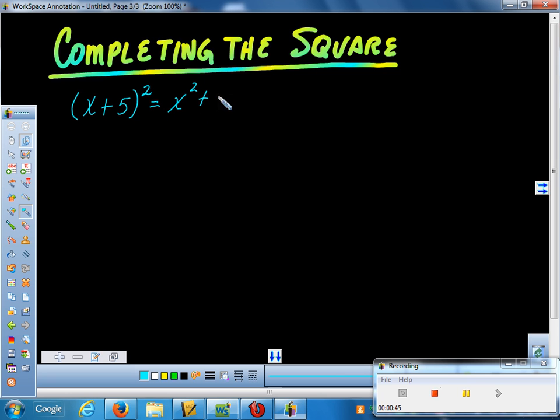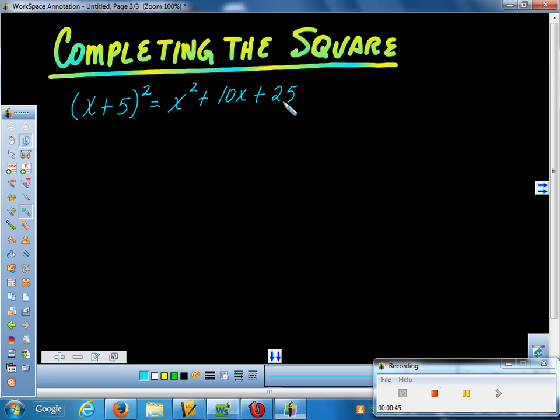And how did you know 10x is in the middle? The outers and the inners will both be 5x. If it's squared, the outers and inners will be the same, and so you'll always get double the amount in the middle. And then, of course, plus 25 on the end. So we know that pattern.